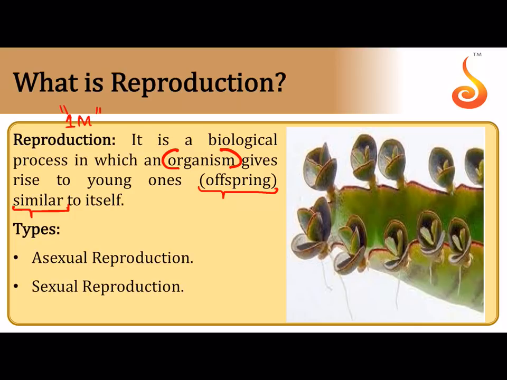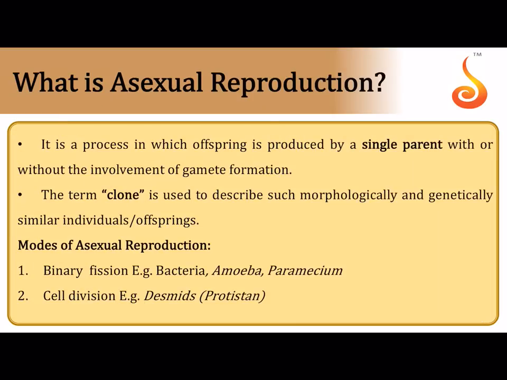There are two modes of reproduction. There are two major types of reproduction. One is referred to as asexual reproduction and one is referred to as sexual reproduction. So we will first focus on asexual reproduction in this chapter.